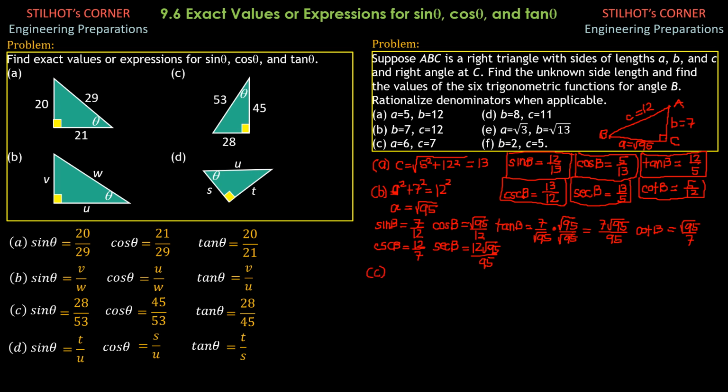And we proceed to part c to shorten the video. a is 6, c is 7, so 6 squared plus b squared equals 7 squared. So that means b squared is 49 minus 36. 49 minus 36 is 13. So b is the square root of 13.